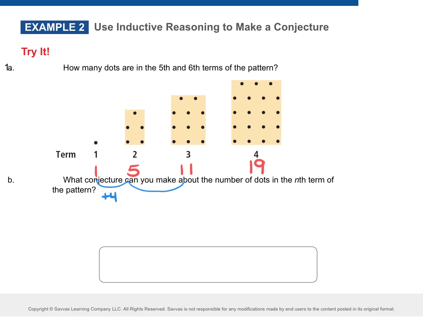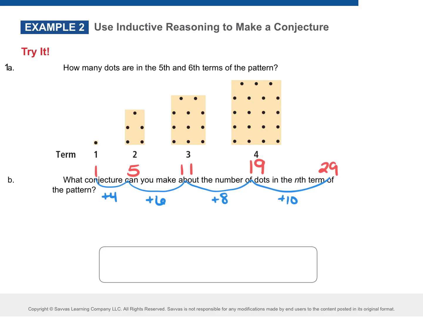Can we assume all of these are add 4? No. What's happening between 5 and 11? Add 6. 11 to 19, add 8. What would we do next? You'd add 10. Add 10 to get 29. So your conjecture for the arithmetic version would be this.